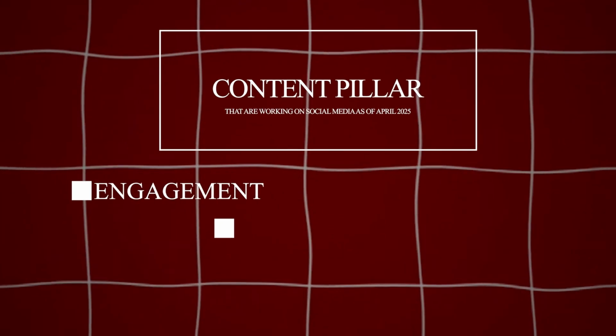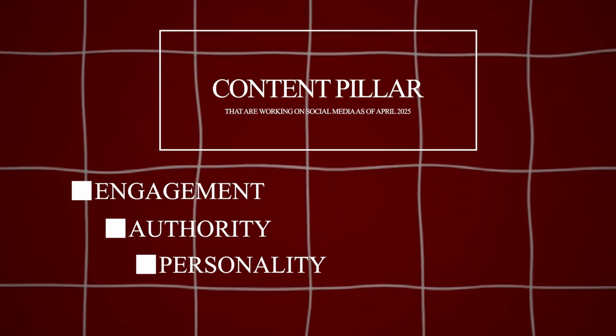Now, before we go on to scripting our content, let's go over what the actual content pillars are going to be. Content pillars that I'm currently using that are working on social media right now as of April 2025 are engagement, authority, and personality content. This is hands down the best content strategy if you want to actually make money through your content. So engagement posts include step-by-step guides, tutorials, how-tos, even listicles.